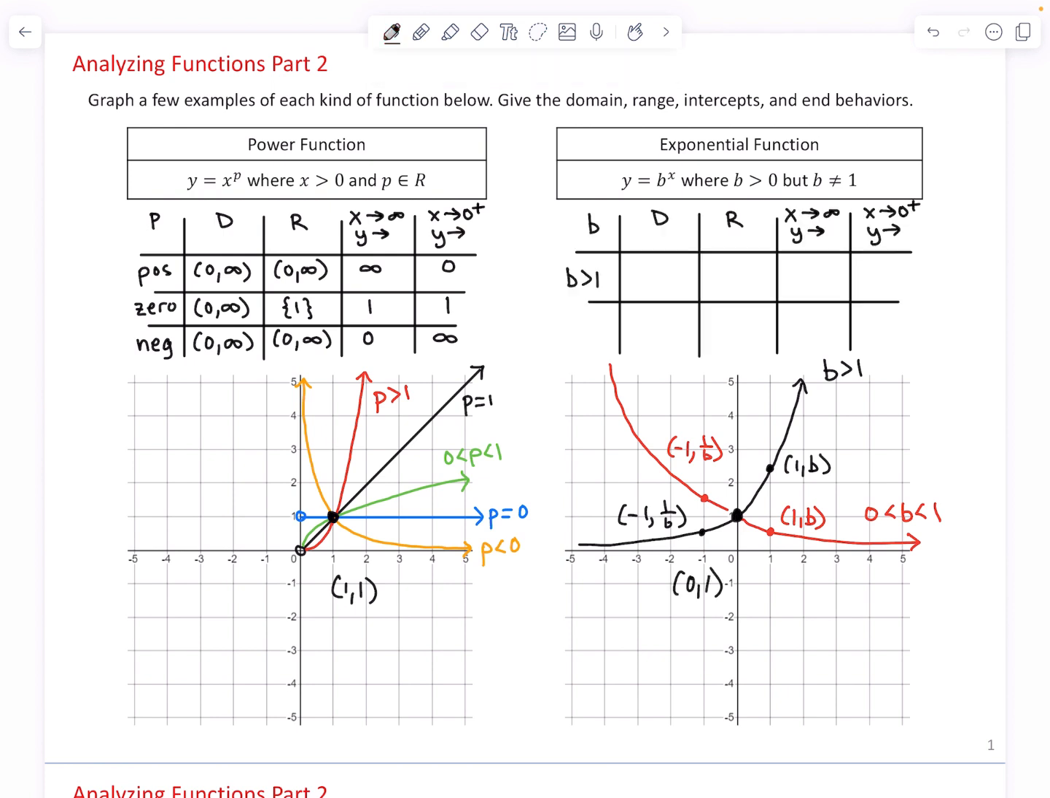When the base is more than 1, the domain is all real numbers, and the range is positive outputs only. And as we go to the right on a growing exponential function, the y-coordinates go to infinity. But as we go to the left, the y-coordinates decrease to 0. And when the base is between 0 and 1, we still have a domain of all real numbers, a range of positive outputs only. But this time, as we go to the right forever, the y-coordinates are approaching 0. And as we go left, the y-coordinates go up to infinity. All right, let's go to the next page.